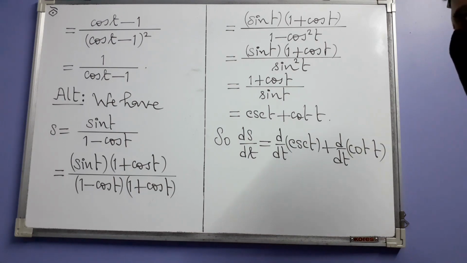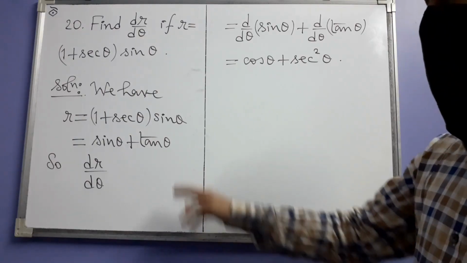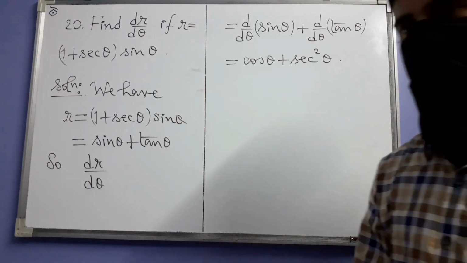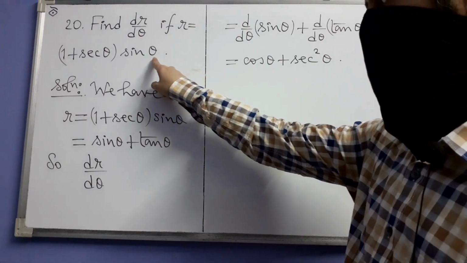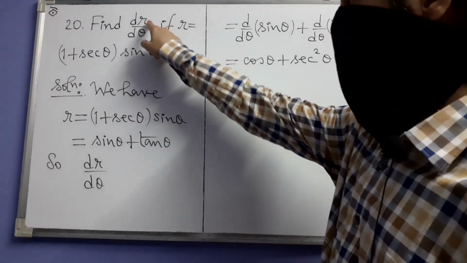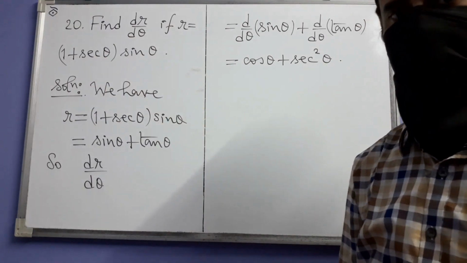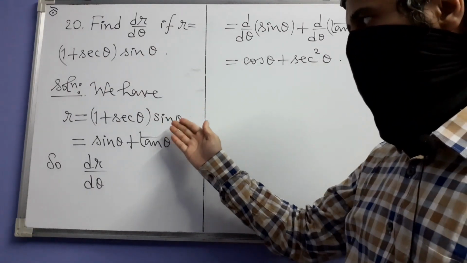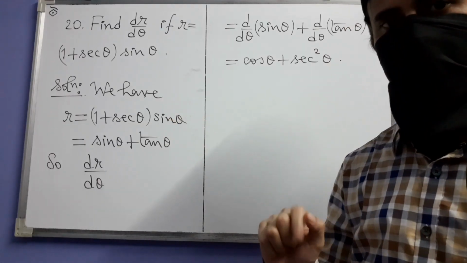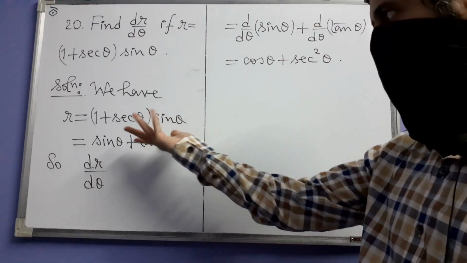Next. So next, let us take up the 20th one. Here again the variable names have changed. The independent variable this time is theta and the dependent is r. So we have to find dr/d theta if r equals this, 1 plus secant theta times sin theta. And here also we are going to first of all do something to the function itself, and then we will differentiate. So do something means you do multiplication.